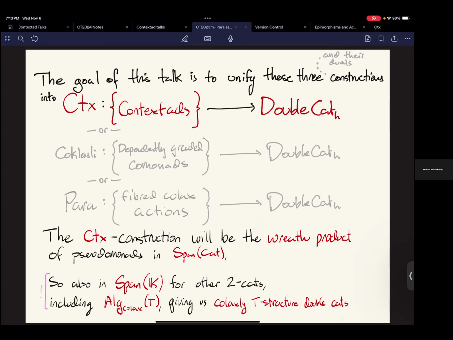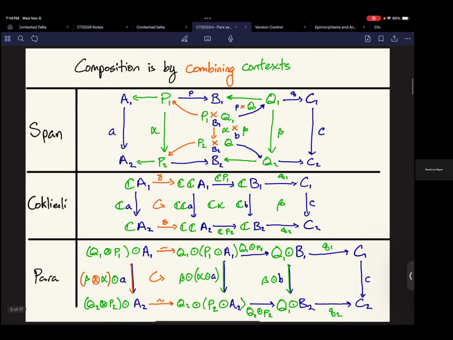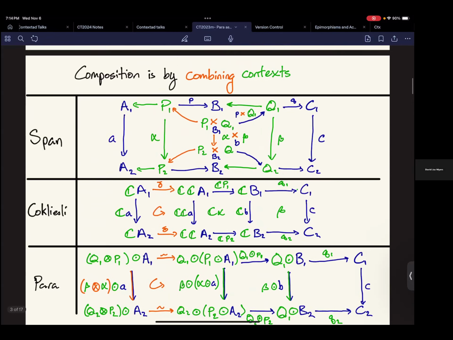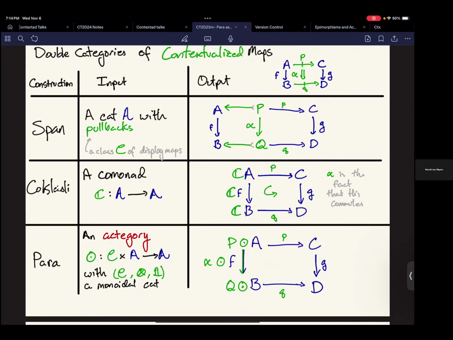So Dave, I have a question. Yeah. This doesn't have anything to do with context categories of type theories, does it? So that is an example of, if I go back up, right, in the span case, if we had a context category, we would have this class of display maps and they would appear on the left.